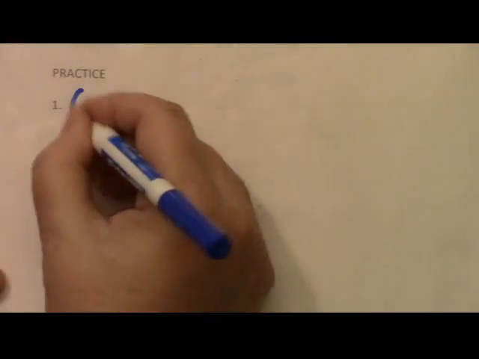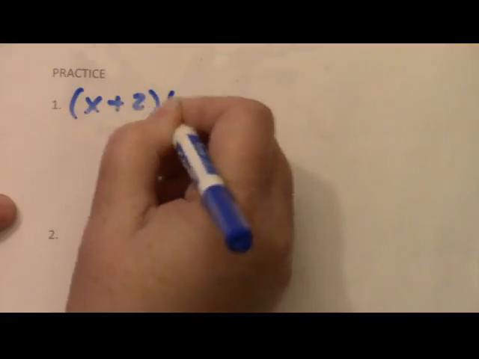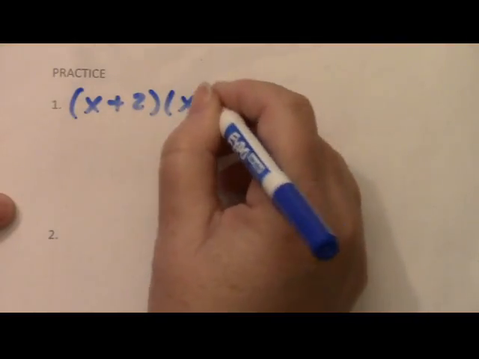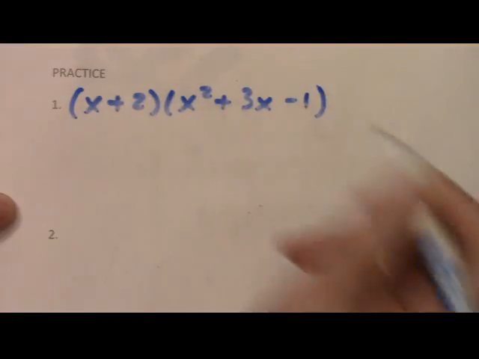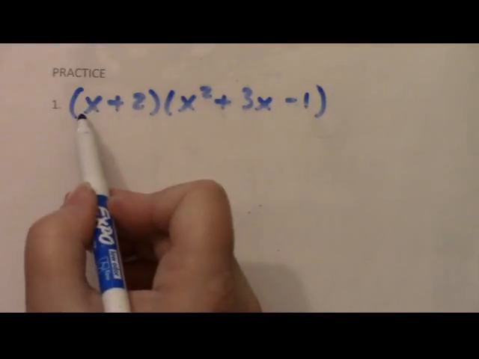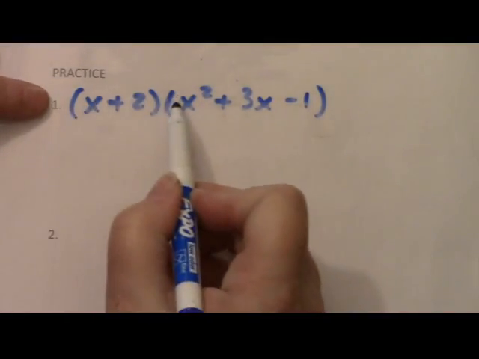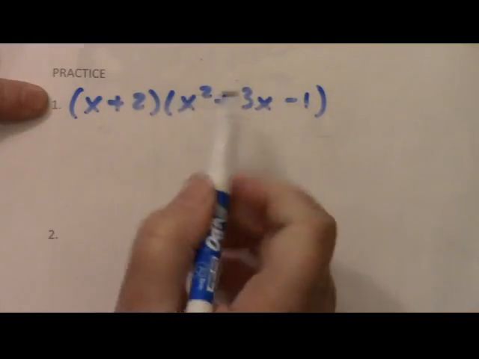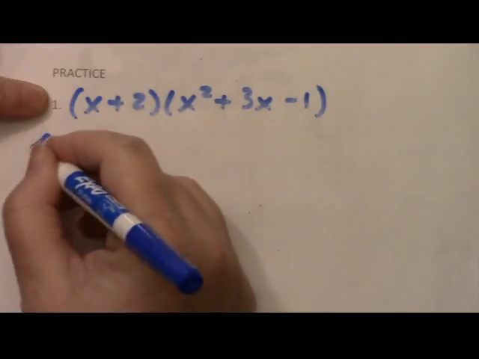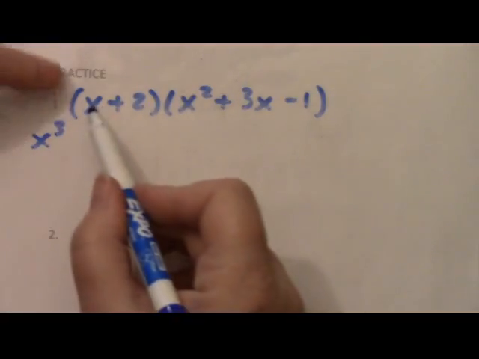Let's do some practice on the next page. Let's try x plus 2 times x squared plus 3x minus 1. I'm going to take this x and multiply it by each of the 3 terms in the trinomial. X times x squared is x cubed.